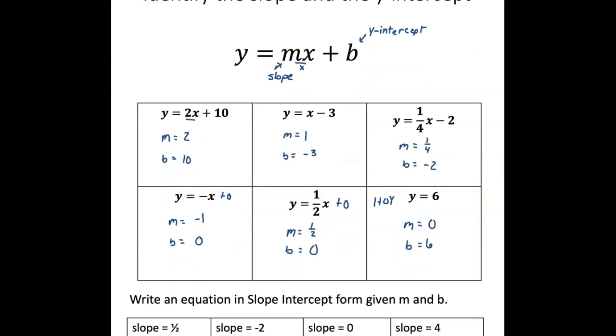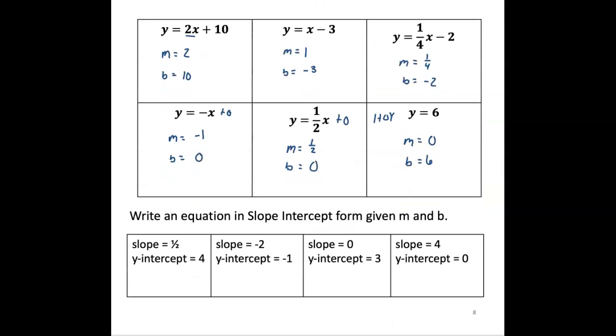Okay, so now that we've identified the parts, let's see, can we write an equation in slope-intercept form if we know the m and the b? Can we turn this information into y equals mx plus b? Well, let's try it. I'm going to just start by writing it so I know exactly where everything goes. Y equals mx plus b.